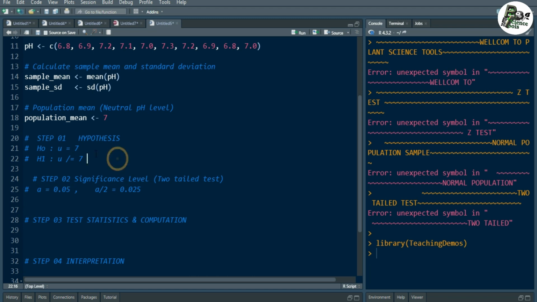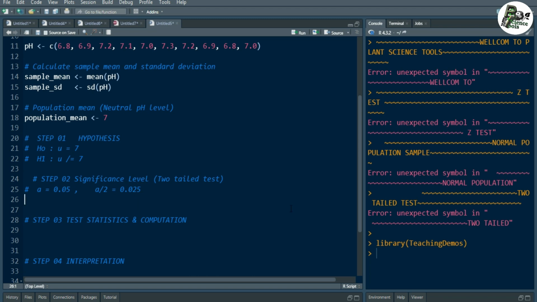As you know, this hypothesis is a two-tailed test, so the level of significance used should be alpha by 2. If our alpha is equal to 0.05 and it is divided by 2, the answer is 0.025. To interpret the result of the z-test, we accept or reject the null hypothesis based on the p-value.